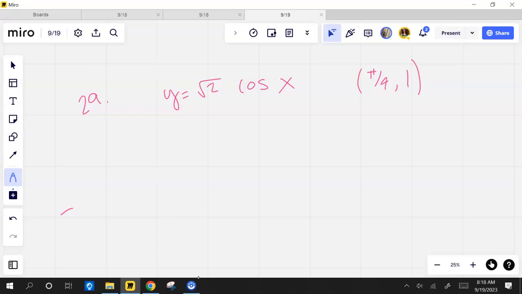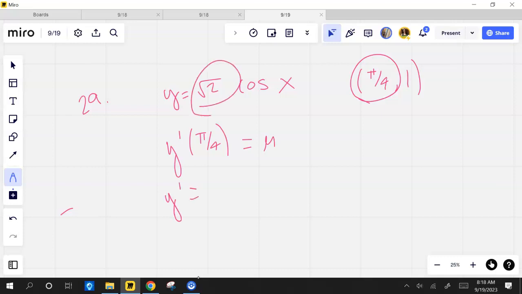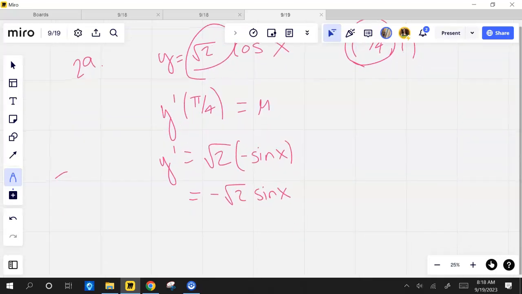I've got a point. I need a slope, so I'm going to do the derivative at pi over 4, and that's going to give me my slope. So then I'll have a point and slope, right? So derivative. This is just a constant in front, that's a coefficient. So I'm going to pull it out front and then do the derivative of cosine. What's the derivative of cosine? Negative sine x. So this is negative root 2 sine x. And now I plug in pi over 4.